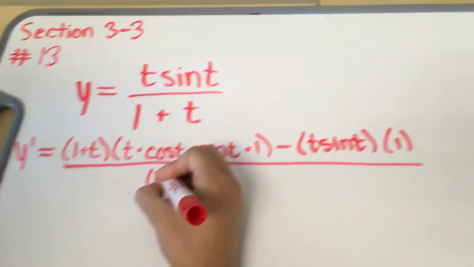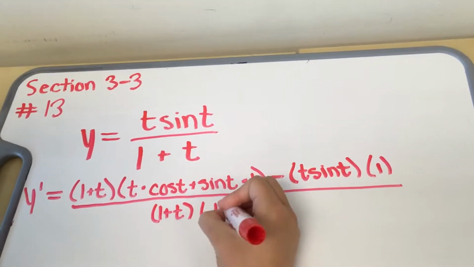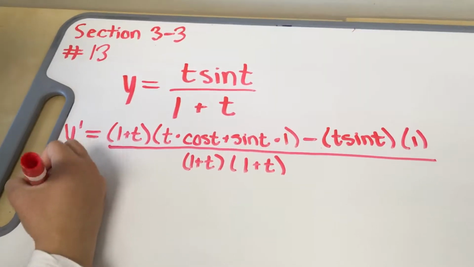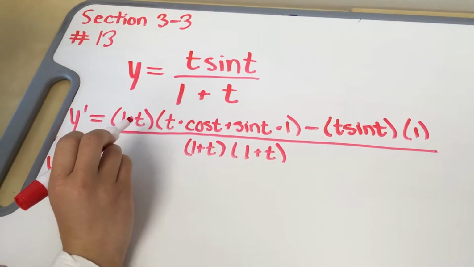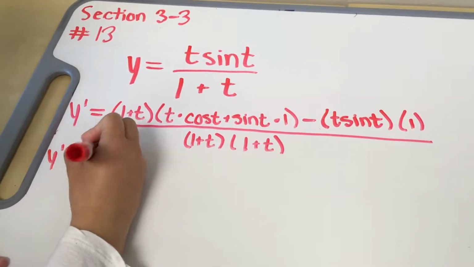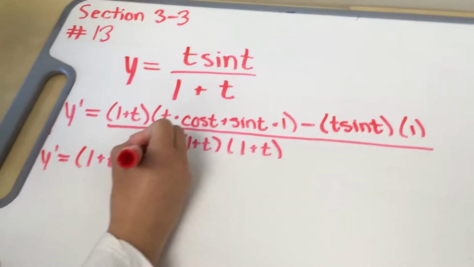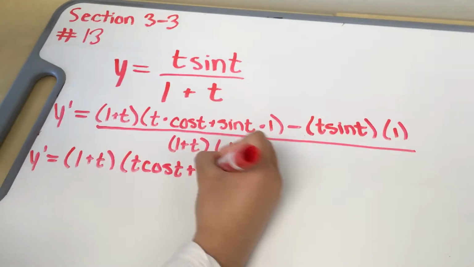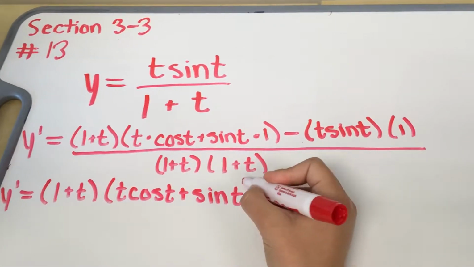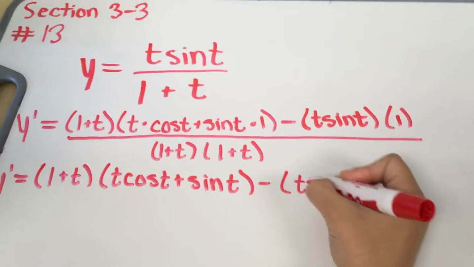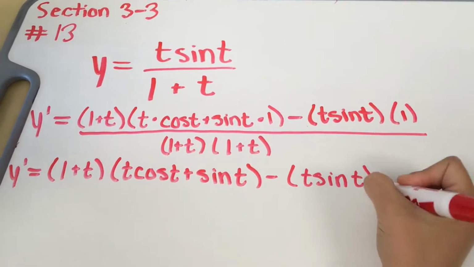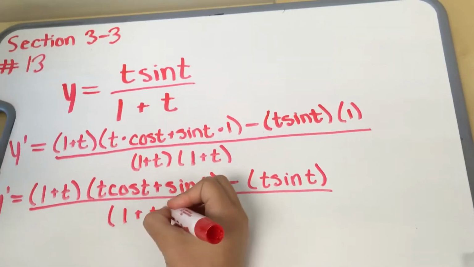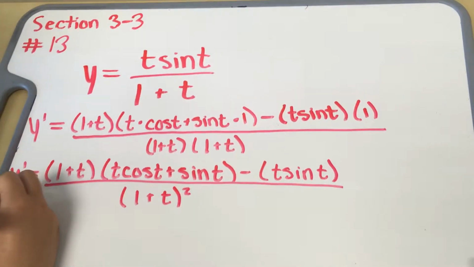So 1 plus t times 1 plus t. And then we can multiply out. So then we get, well, first we can actually multiply these together. So 1 plus t times t cosine t plus sine of t, because sine of t times 1 is just sine of t, and then minus t sine of t, all over 1 plus t, and we'll just write it as 1 plus t squared.